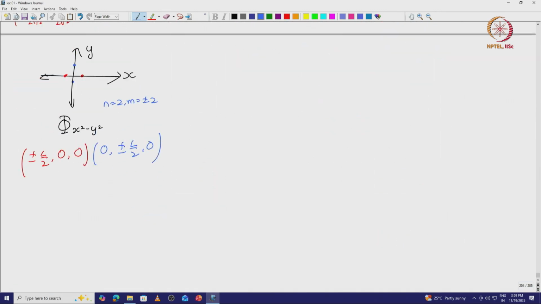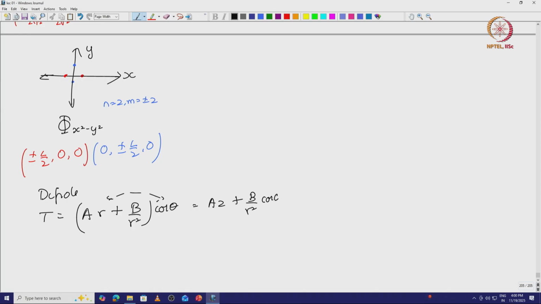For the dipoles, the temperature is of the form A r plus B by r square into cos theta. You can see that this A r cos theta is just equal to A z, plus B by r square cos theta. So, the growing harmonics are just linear in r, they are just proportional to r.